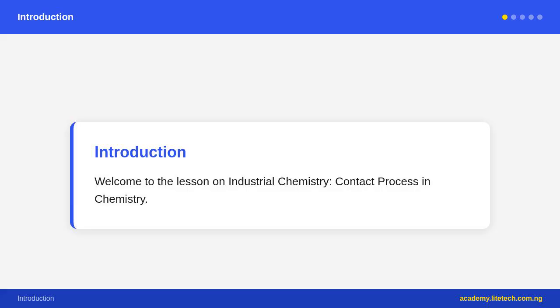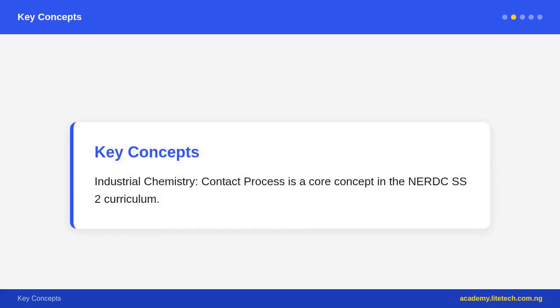Three industrial sources of sulfur dioxide. Source 1, burning sulfur, the simplest and cleanest route. S(s) + O2(g) → SO2(g), delta H equals minus 297 kJ per mole. Elemental sulfur is obtained from underground sulfur deposits, by the Frasch process, where hot water is pumped underground to melt the sulfur, which is then pumped out, or from petroleum and natural gas desulfurization, removing sulfur compounds to prevent pollution.